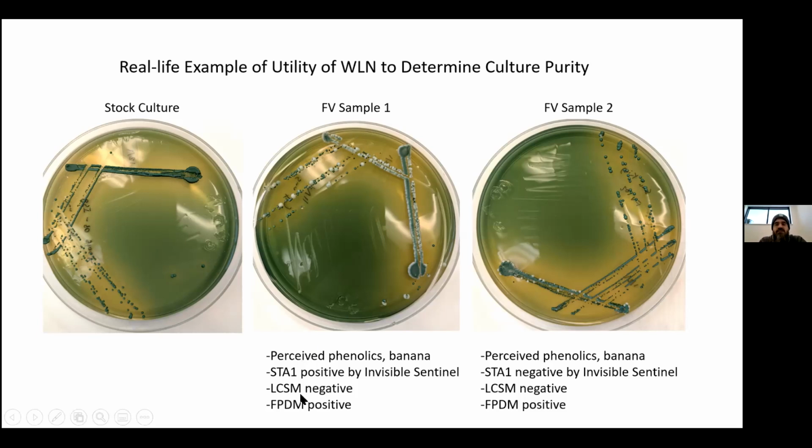Interestingly, some of the other things that came out of this were very strange, because they have in-house an invisible sentinel, which can be useful for detecting diastatic yeast genetically. And it was saying it was STA1 positive, but it wouldn't grow on LCSM, which generally allows for the growth of diastatic cerevisiae, but it did grow on FPDM, which is another medium used to detect diastatic cerevisiae.